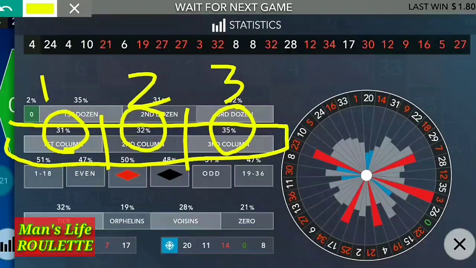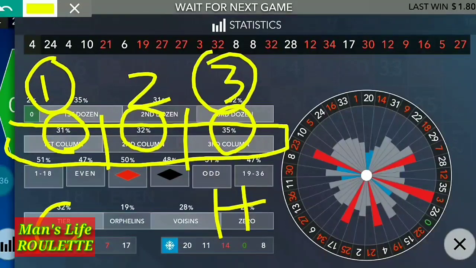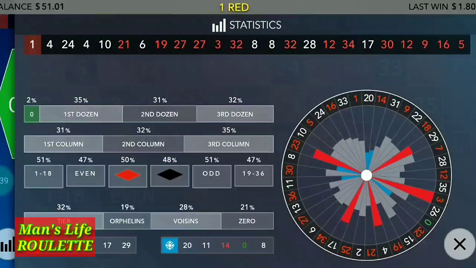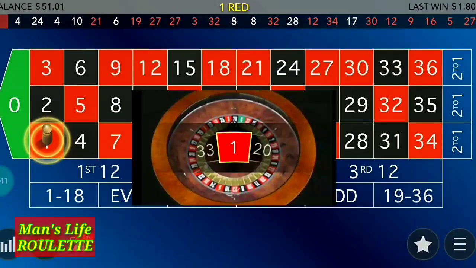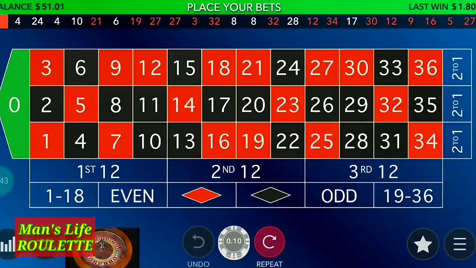So what you need to do is choose the cold one, that is the 31, this is the cold one, and the hot one, this is the 35. So here you can put your bets on the first column and third column. And during your game, regularly check the statistics, which is the cold and which is the hot column. This is important, and this really works well in online roulette, especially online roulette.